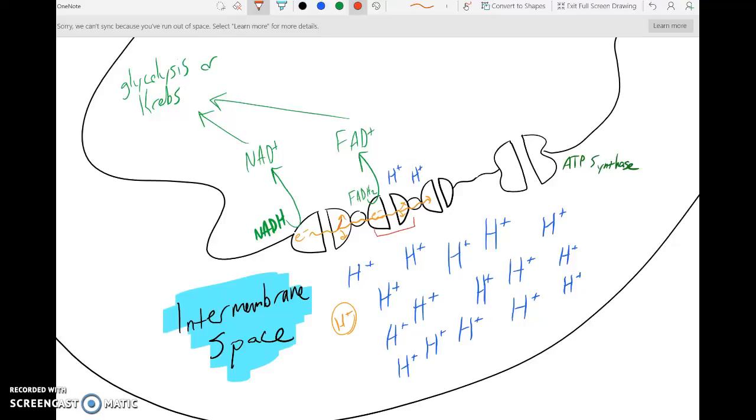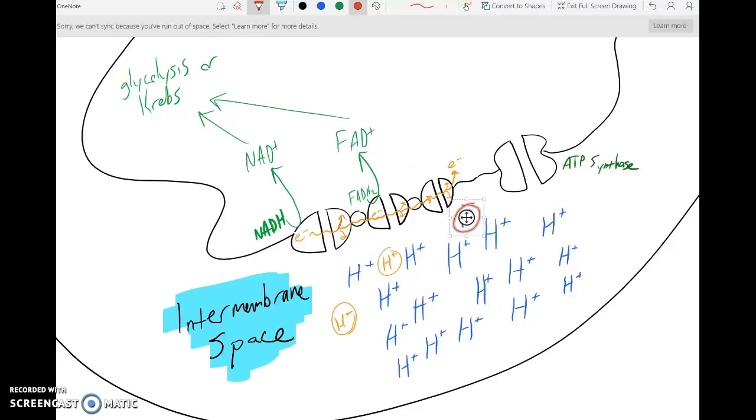This protein is going to use that energy to take this hydrogen and move it across the membrane into this intermembrane space. And so that's going to happen at each of these three big protein transporters: they're going to use some of the energy from these electrons to pump hydrogens across the membrane into the intermembrane space.